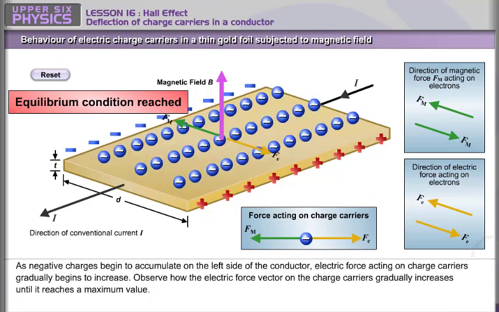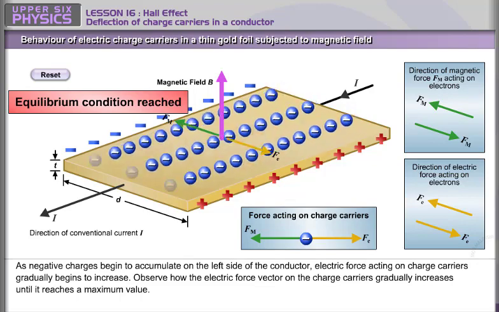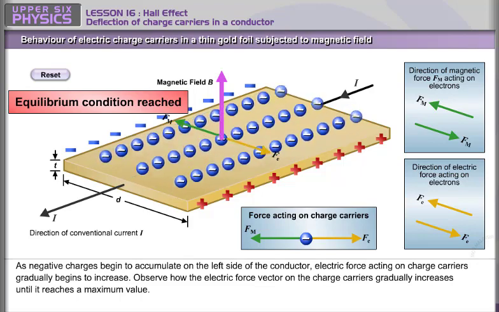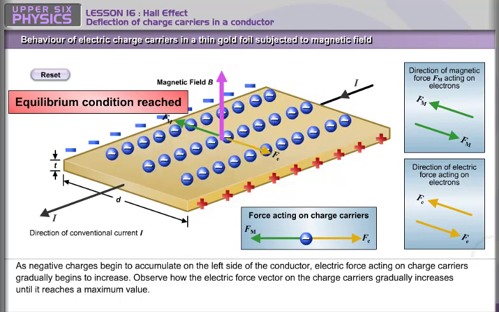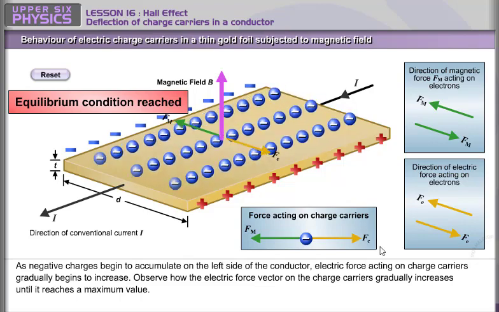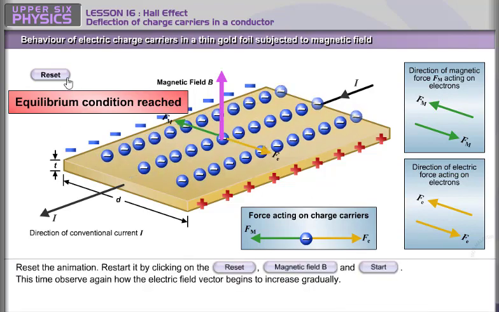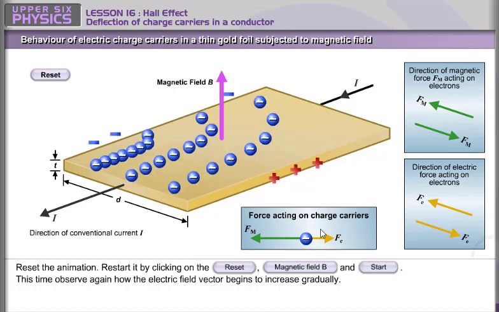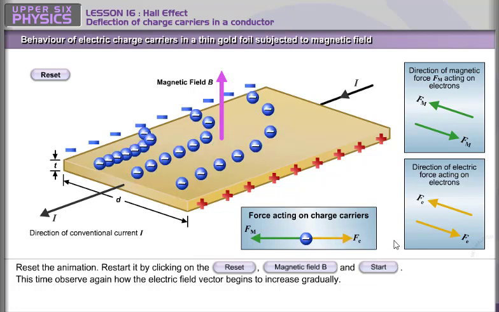As negative charges begin to accumulate on the left side of the conductor, electric force acting on charge carriers gradually begins to increase. Observe how the electric force vector on the charge carriers gradually increases until it reaches a maximum value. Reset the animation. Restart it by clicking on the Reset button, the Magnetic Field B button and the Start button. This time, observe again how the electric field vector begins to increase gradually.